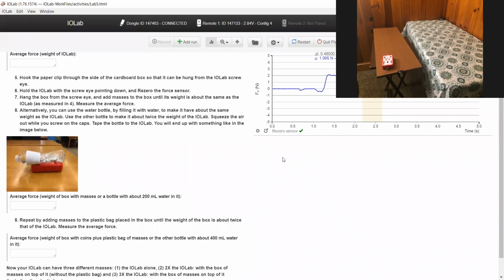Okay, after you have written the average weight of the IOLab, let's follow the instruction of the paper clip to the side of the cardboard. So we are creating a mass similar, the same as the IOLab first. Okay, so hold the IOLab with the screw eye pointing down. So what we can do is we can do it this way. Okay, pointing down, the IOLab screw is pointing down. Pointing down is like this way.